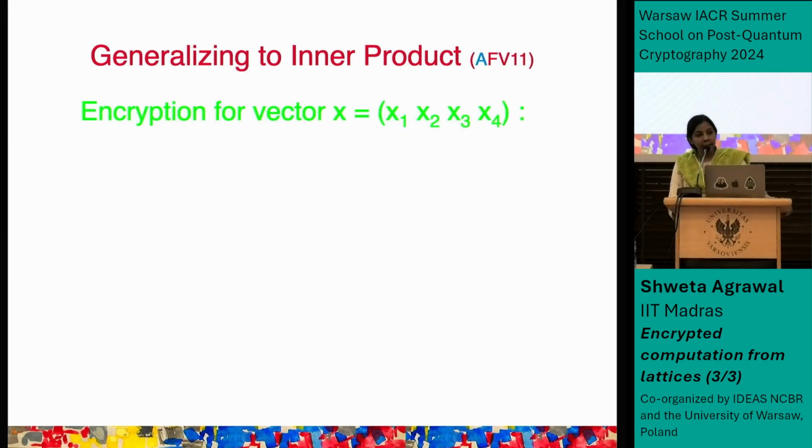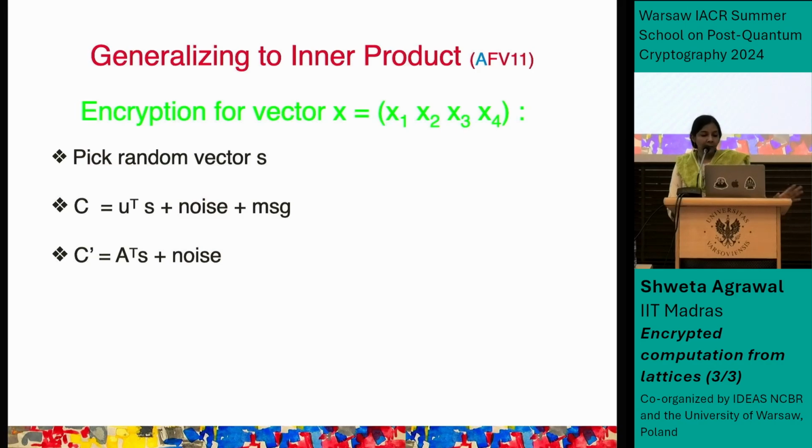Now, in order to encrypt for a vector x, these are my usual ciphertext components: Us plus noise and As plus noise. The first term will hide the message as before. Now I need to encode these x's as well, right? So for that, I compute these extra terms, Ci, as Ai plus xi G transpose S plus noise. Okay, so this is the way that I compute my ciphertext.